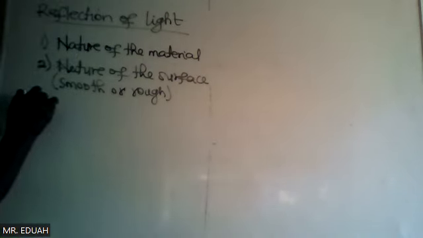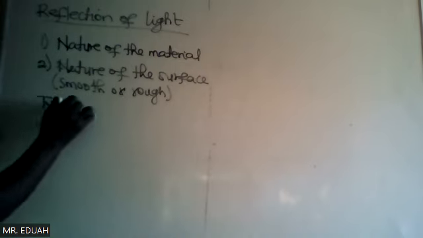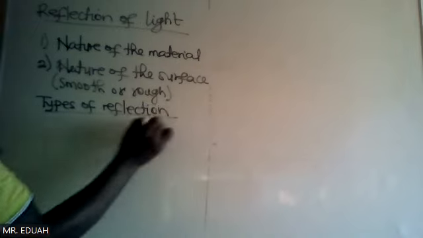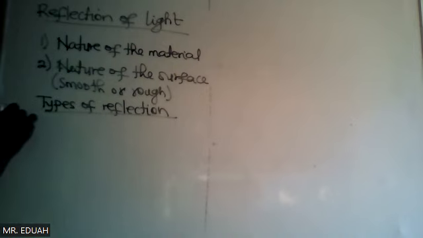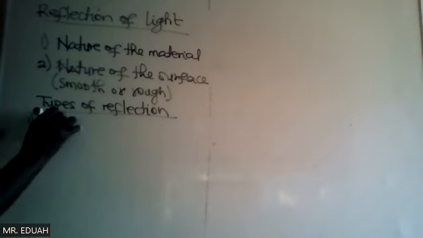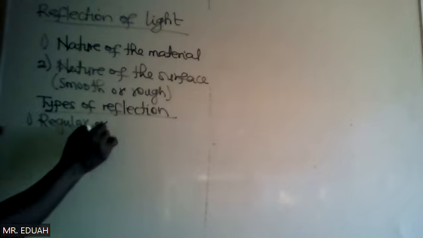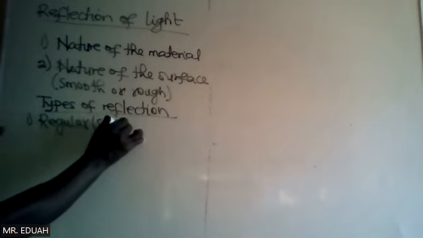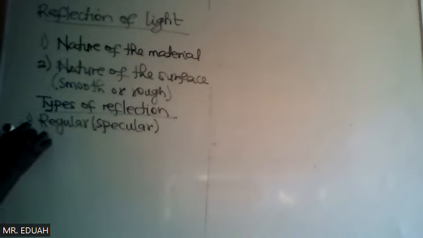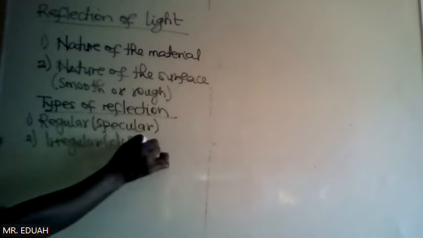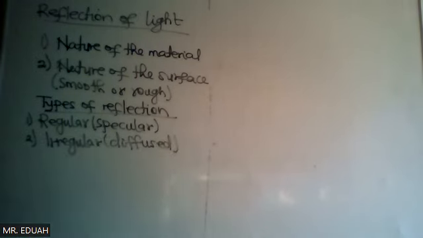So, types of reflection. We have two main types of reflection. We have one, regular or specular reflection, and we also have irregular or diffused reflection. Regular or specular reflection and irregular or diffused reflection.